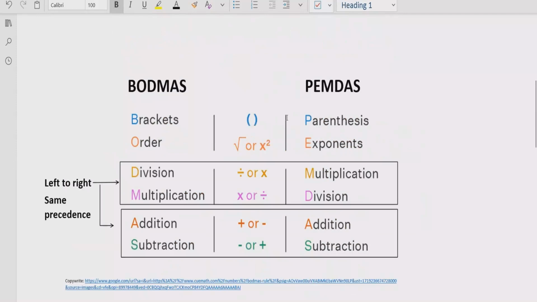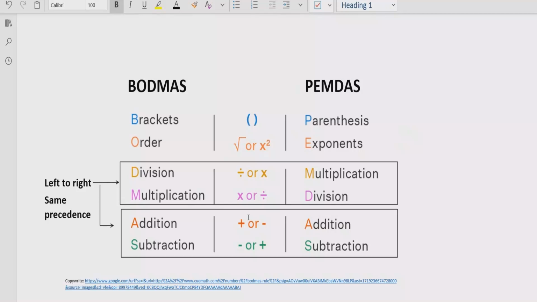Let's recall what rules we can apply to solve the given expression. As you can see on the screen, we have two rules which we can use. The rule says if your expression contains any bracket or parenthesis, you have to solve that part first. After that, you have to solve the exponent part or power of any number.